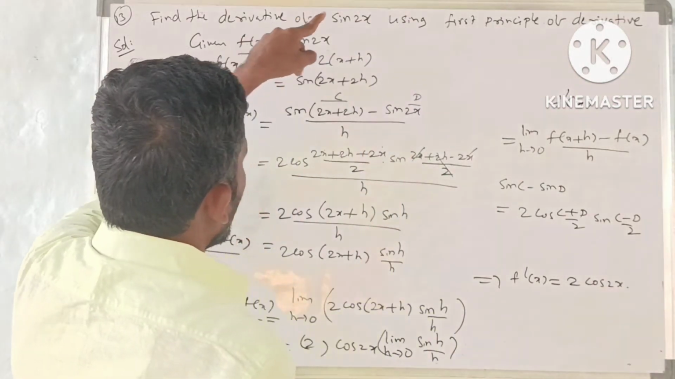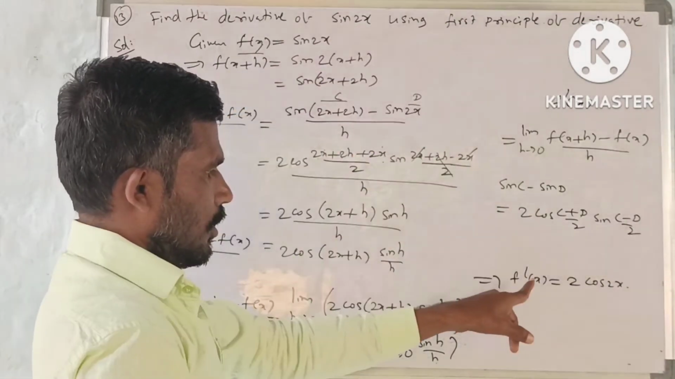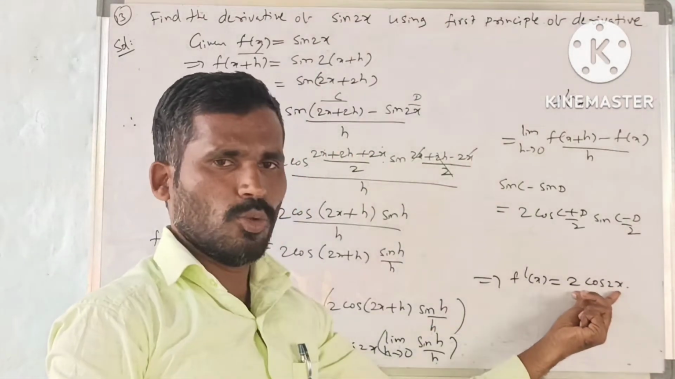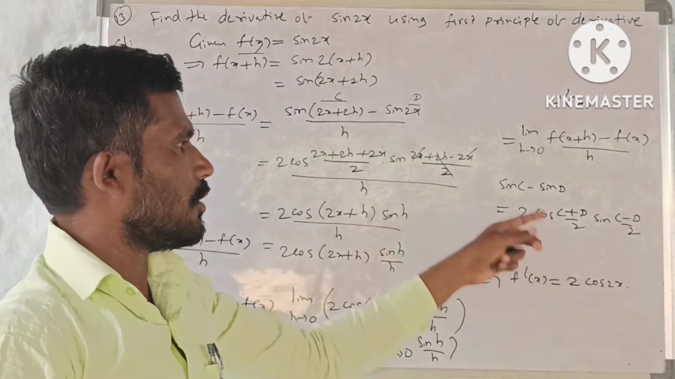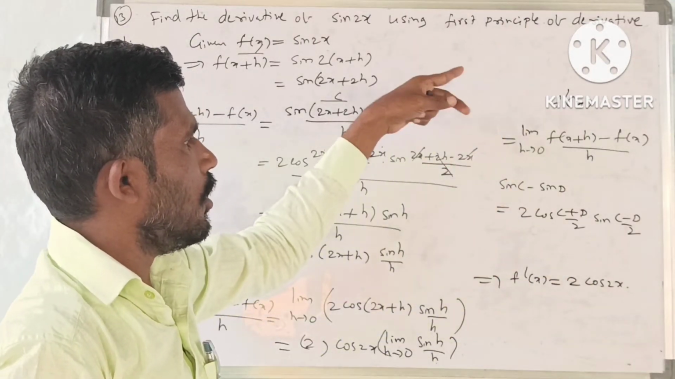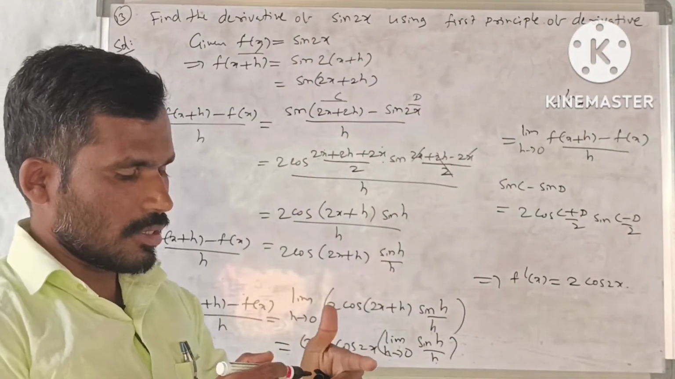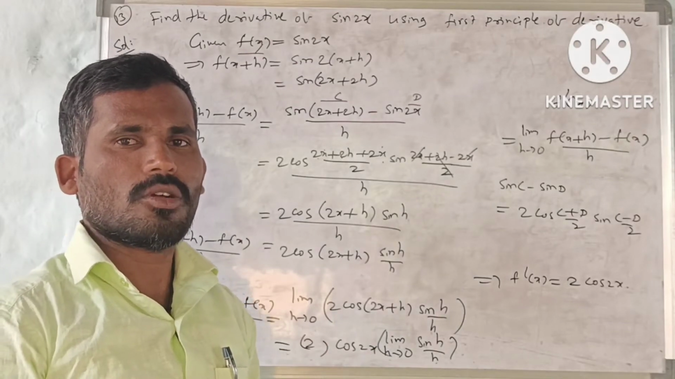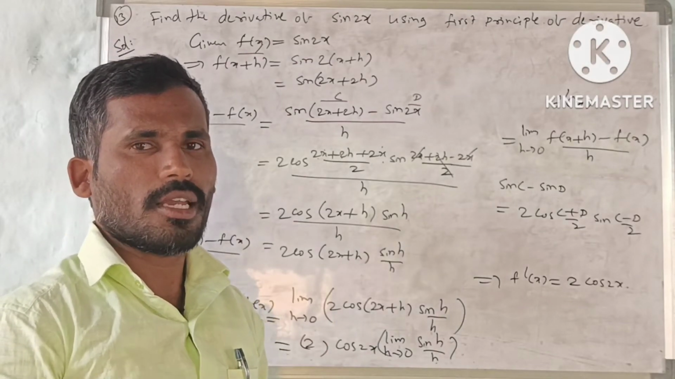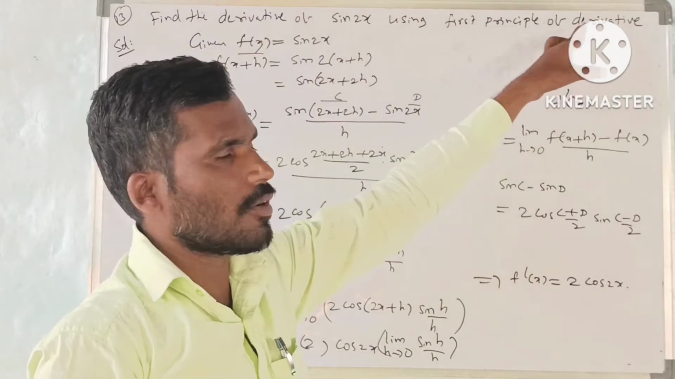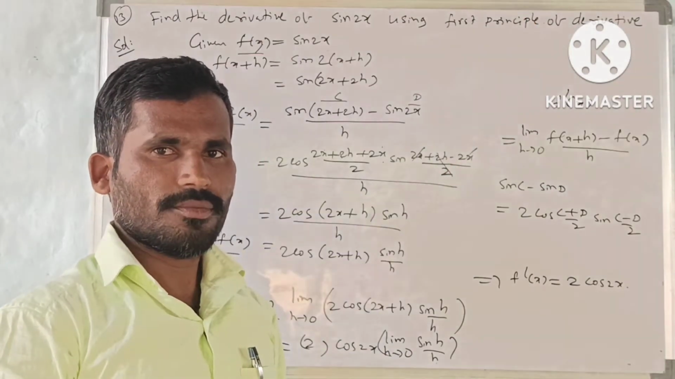So f of x అనేది sin 2x తీసుకుంటే డెరివేటివ్ అనేది 2 cos 2x వచ్చింది మనకు. ఓకే, విత్ ద యూజ్ ఆఫ్ యువర్ ఫస్ట్ ప్రిన్సిపల్ డెరివేటివ్ యూ కెన్ ఫైండ్ నాట్ ఓన్లీ ఫర్ sin 2x, cos 2x, sin x, cos x, ఇలా ఏ ఫంక్షన్స్ కైనా మనం ఫస్ట్ ప్రిన్సిపల్ ఆఫ్ డెరివేటివ్ ద్వారా కూడా కనుక్కోవచ్చు.